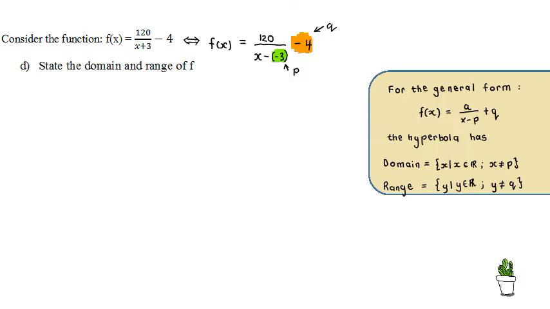Next question, question D. We are asked to state the domain and the range of our function f. So now I have a little note on the side over here. For the general form a divided by x minus p plus q, the hyperbola will have the following domains. It's obviously going to have a domain of x values, elements of real numbers, except for the x value at your vertical asymptote. In other words, x cannot equal the value of p.